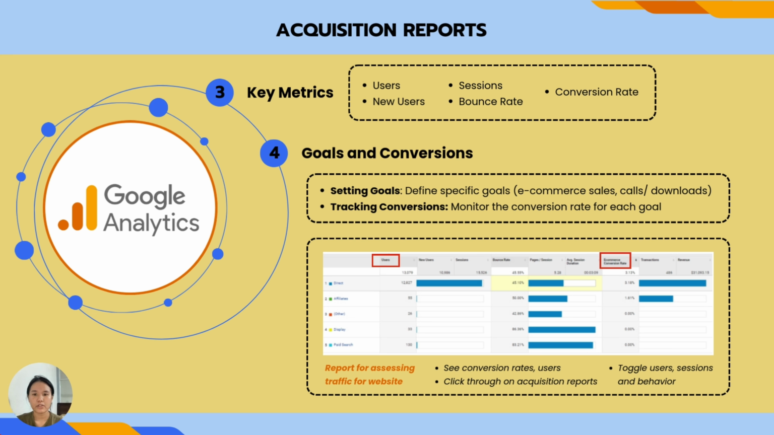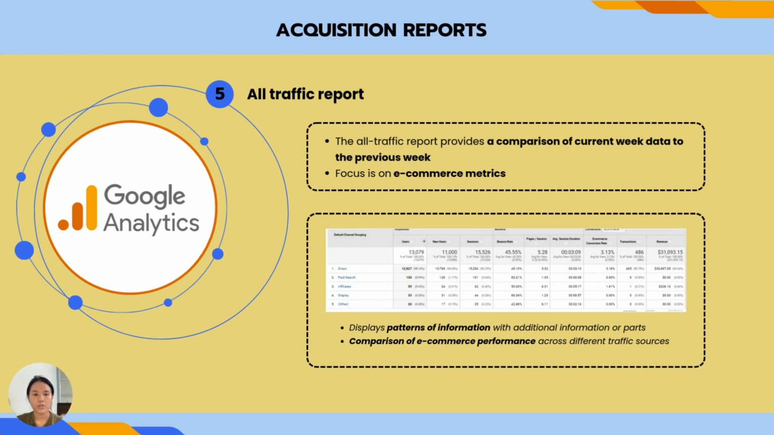So next is the all traffic report. This report will compare performance quickly, and you see e-commerce trends and movement patterns. For example, if all the traffic sources drop at the same time, it could be a technical issue like slow page loading rather than campaign performance.